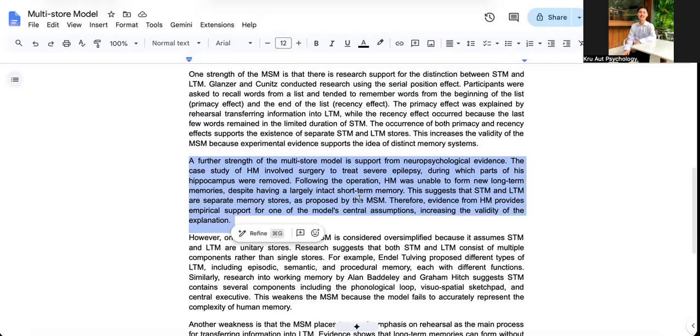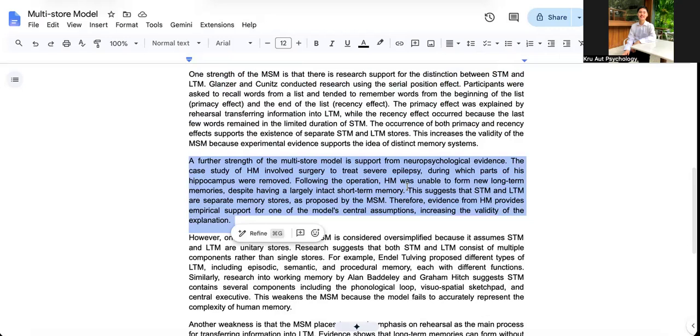So see here, we focus mainly on how HM had one type of memory store damaged and the other one still being intact. Some students would say, would KF case study or other pieces of case study provide empirical support for the model? I would say, look carefully at the model. I don't have a diagram of the model now because it's a model answer, right?